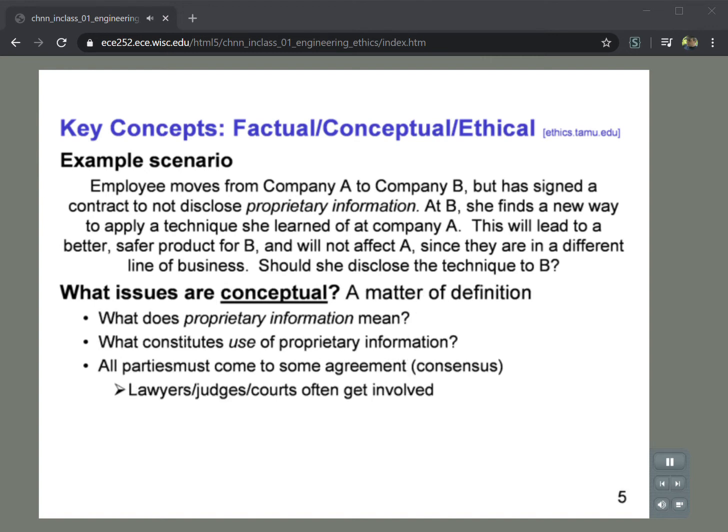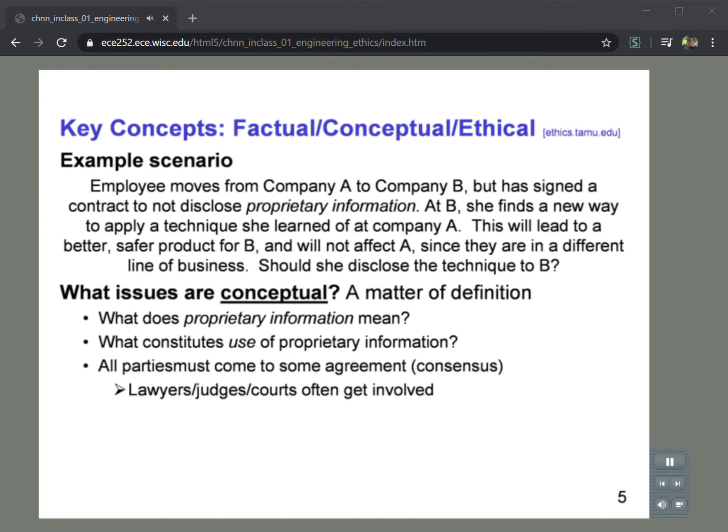The next category is really the conceptual issues. You can think of them as a matter of definition. In this particular instance, we have the phrase proprietary information, which appears in the employment contract that this employee had signed at the first employer, company A. So the question becomes, what does proprietary information mean?